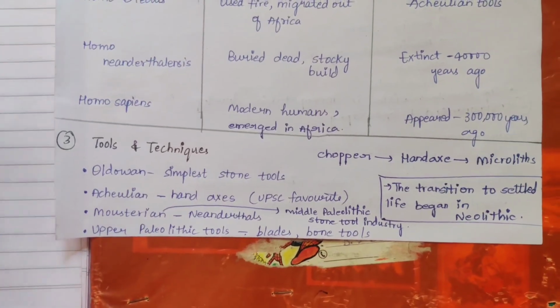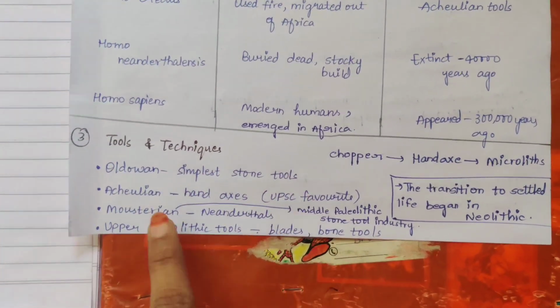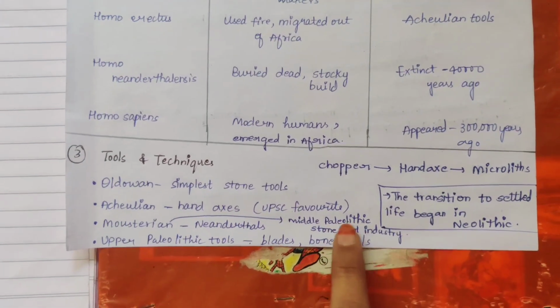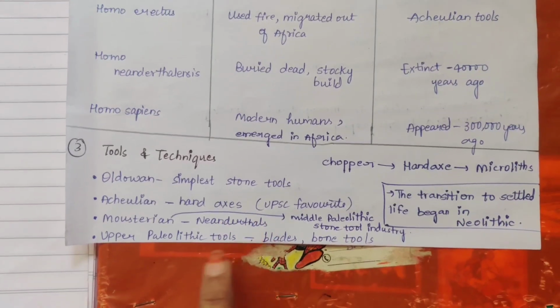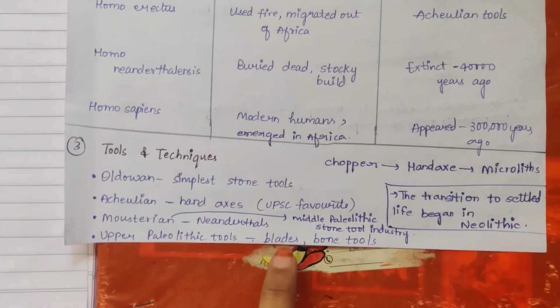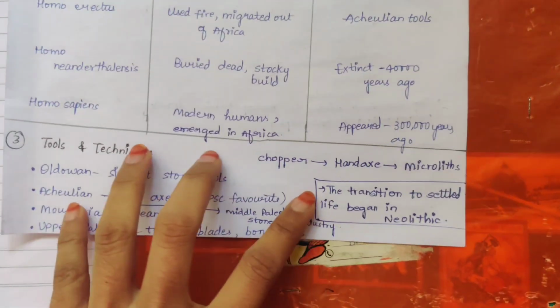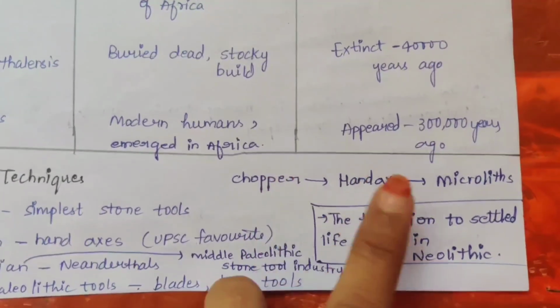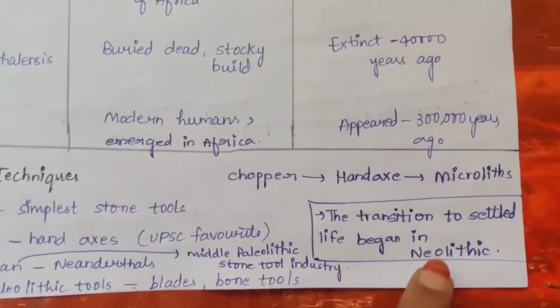And the third point is tools and techniques. Older ones are simple stone tools, Acheulean hand axes, and Mousterian, the middle Paleolithic stone tool industry, which is related to Neanderthals. Next, upper Paleolithic tools are blades, bone tools, etc. Next, this is the chronological order of the stones: chopper, hand axe and microliths. And the transition to settled life began in the Neolithic.